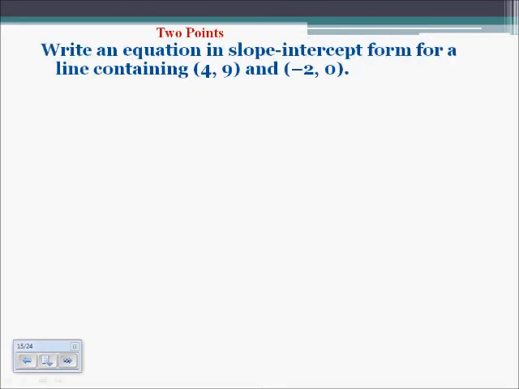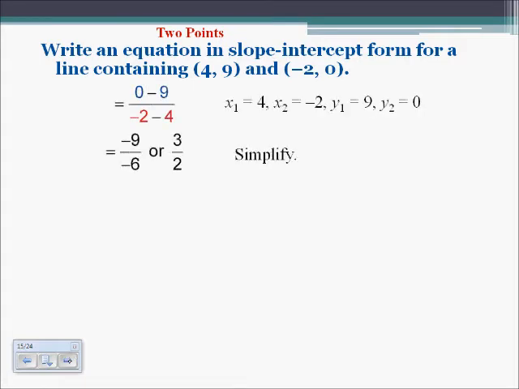Alright, 2 points. It says write an equation in slope-intercept form for a line containing (4, 9) and (-2, 0). So this is our multi-step problem in which we first have to come up with the slope, then use that slope and one of the points to find the line that contains those 2 points. Walking through the steps, we know that our slope, after simplifying, is going to be 3/2, using the slope formula first. We then can use either the solving for b method or the point slope method to solve for the equation. We're going to use the point slope form.